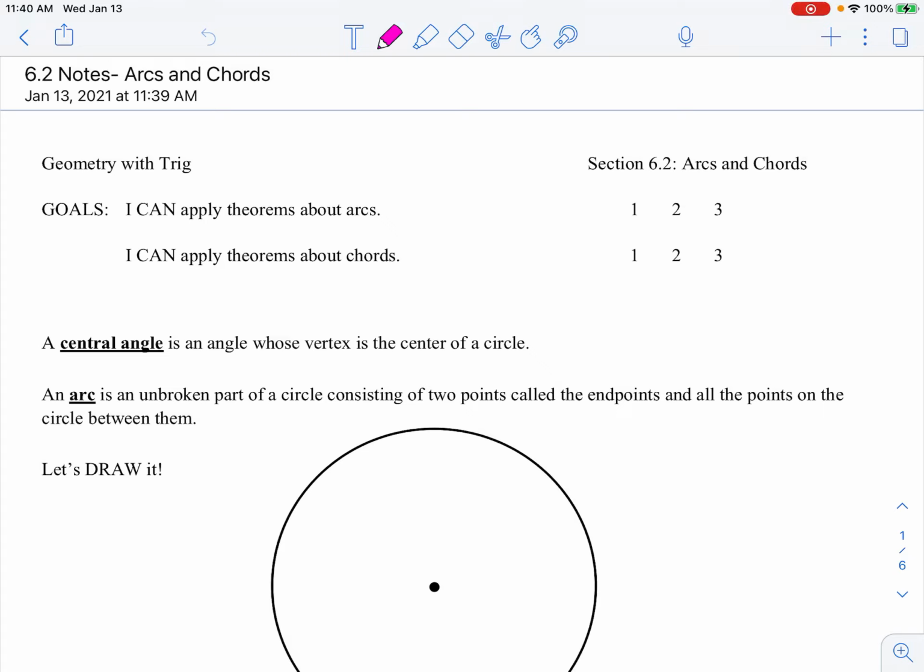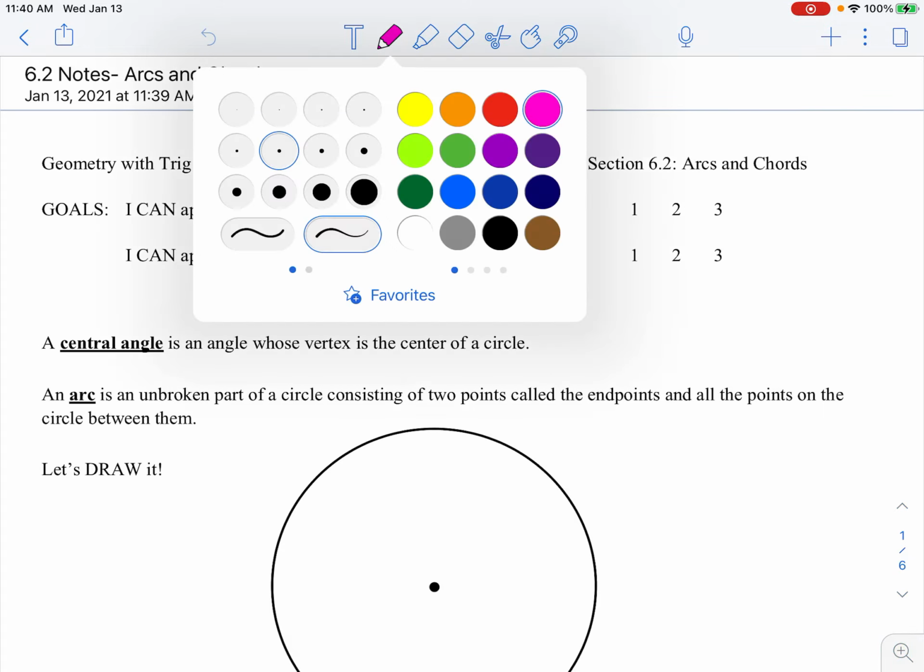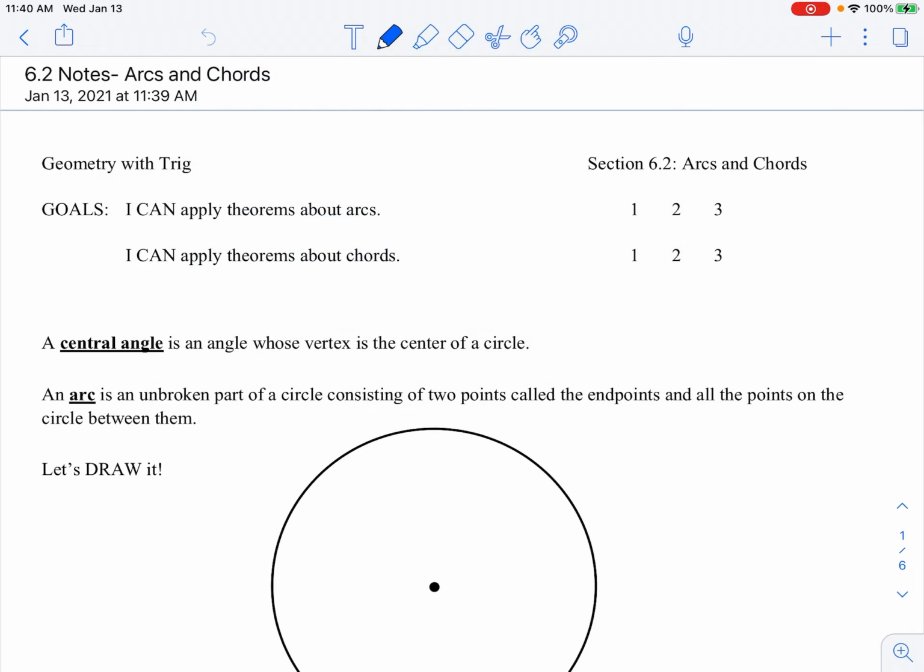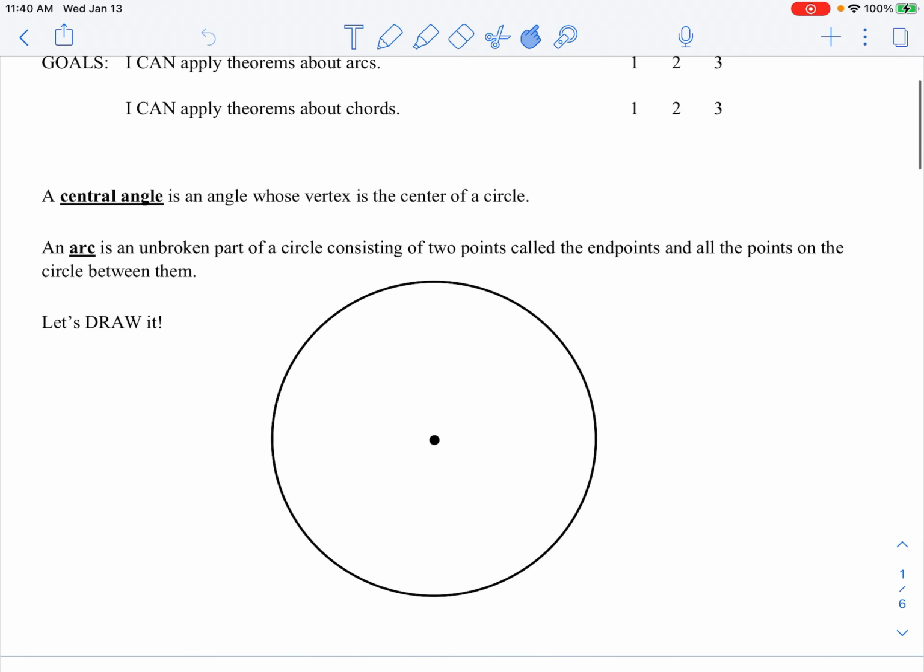All right, today we're going to go ahead and move into section 6.2. So for today we'll be looking at arcs and chords and solving for different pieces of them. All right, so let's go ahead and get started here. Arcs and chords from a circle.